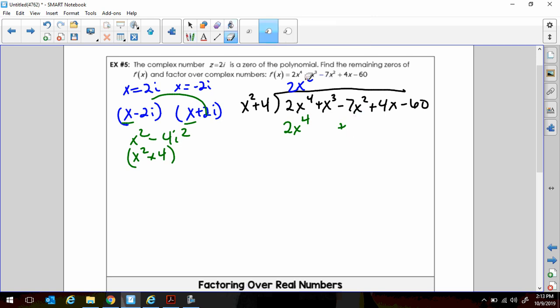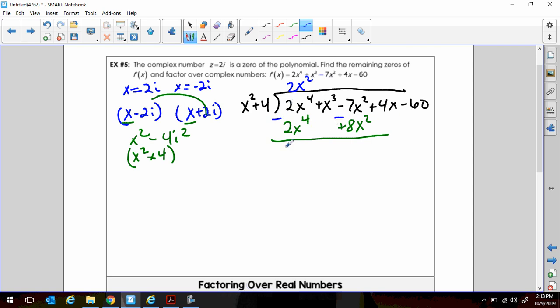8x squared. And since it's x squared, I'm going to put it under the x squared. 8x squared. Okay? I'm going to draw my line. I'm actually subtracting. I'm not adding them. I'm subtracting them.